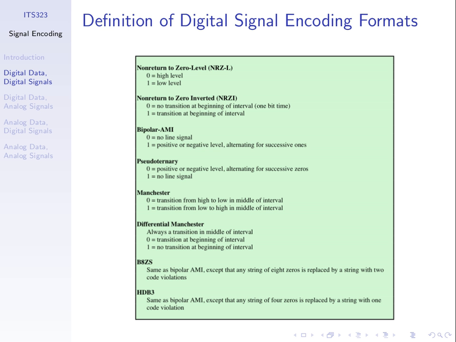We'll go through the schemes and we'll talk about some trade-offs between them after we've gone through the schemes, some advantages and disadvantages. Another one is non-return to zero inverted. The rules are when you have a bit 0, no transition at the beginning of the interval. And a bit 1, you have a transition. You change from a negative to a positive, or from a positive to a negative, depending on what the last value was.